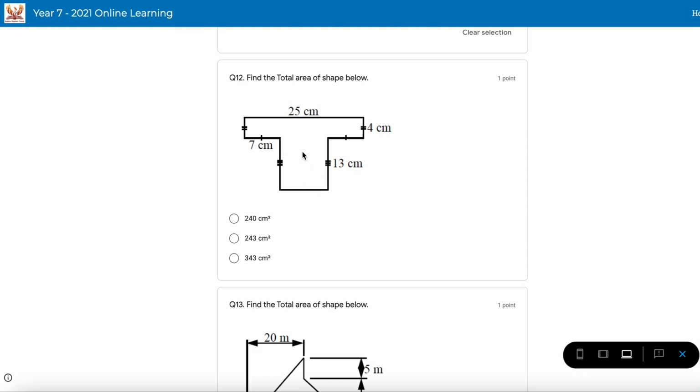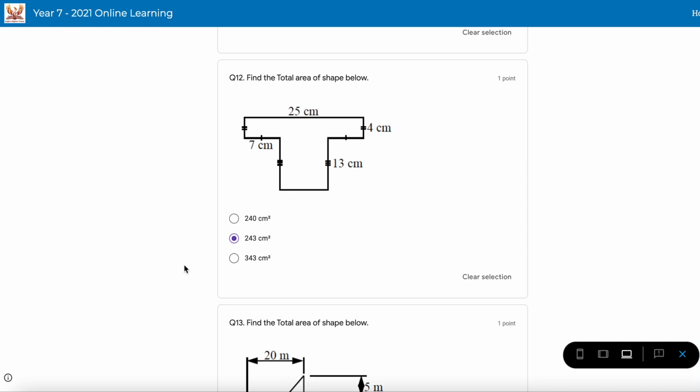Okay, so we can find the area of the rectangle. We know one side is 13 and we know one side is 11. So our area is just going to be 13 times 11, which is 143 square centimeters. So remember this shape up here, this long skinny rectangle, that was 100 square centimeters. And we just worked out that the area of this rectangle is 143 square centimeters. So our total area for the shape is just going to be 100 plus 143. So it's 243 square centimeters.